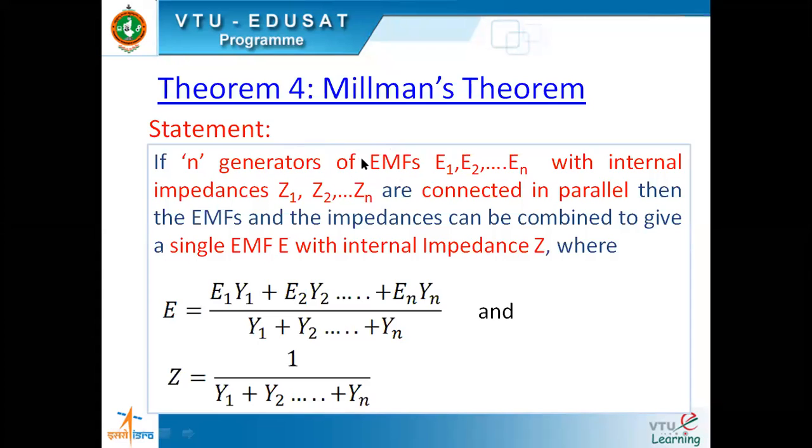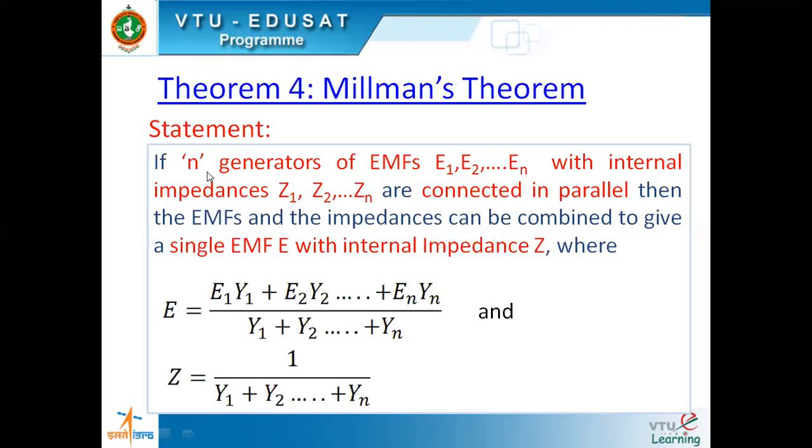Understand? So if n such generators of EMFs E1, E2 up to En, with internal impedances Z1, Z2 up to Zn, are connected in parallel, then the EMFs and the impedances can be combined to give a single EMF E with internal impedance Z.